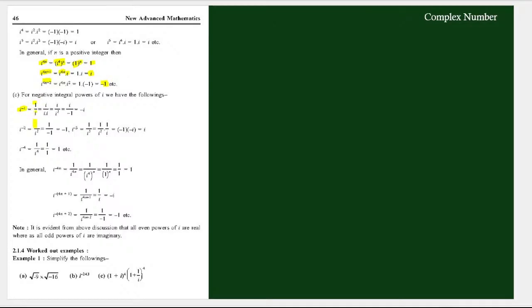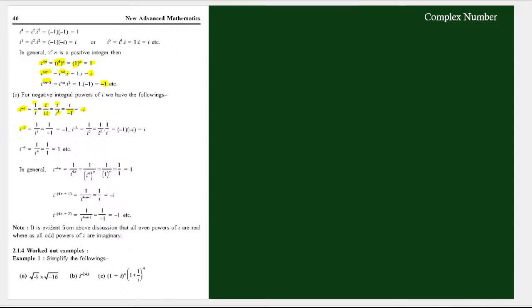Okay, 1 by i. Then take the conjugate: multiply both the denominator and numerator by i. So i into i, then it will give you i square, then i. Now i square is nothing but minus 1. Then it gives you minus 1.